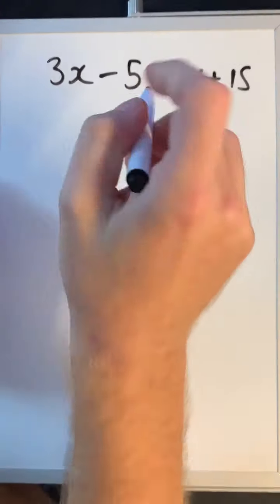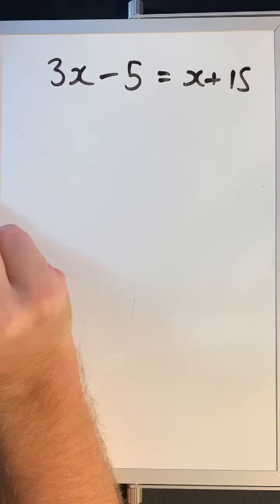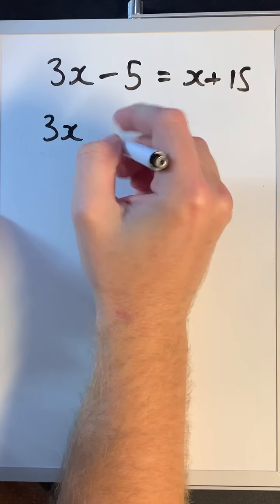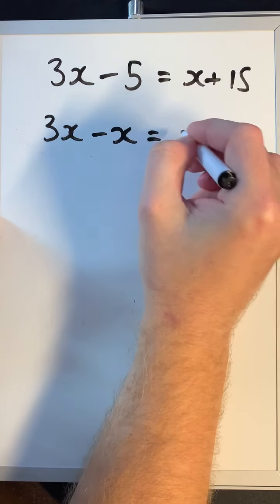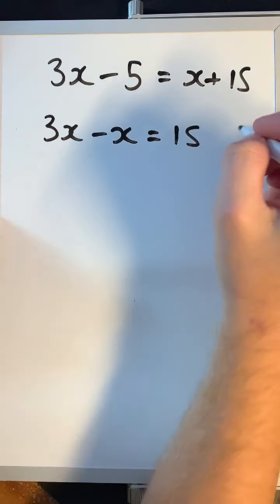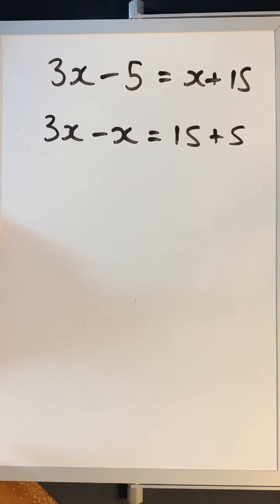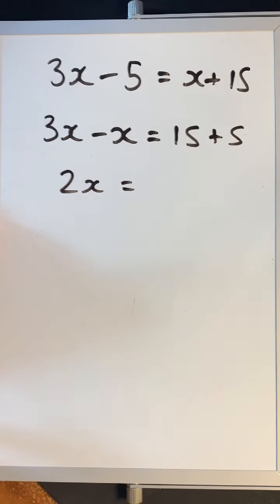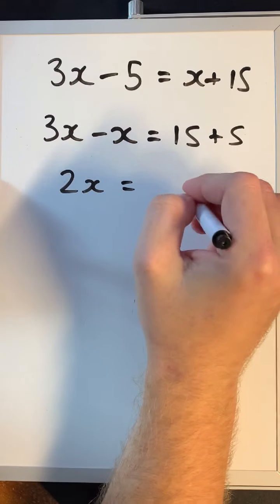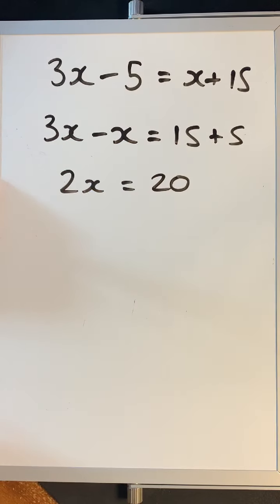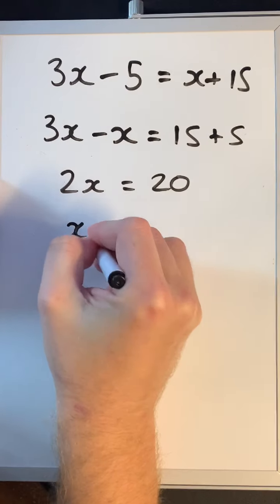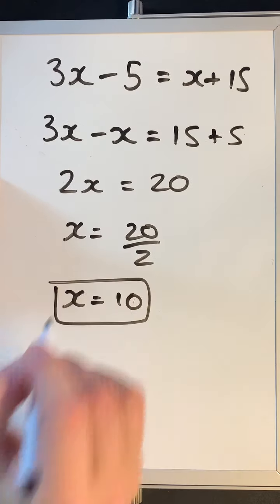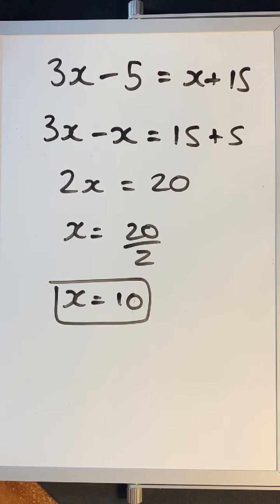So what we're looking at doing here then is getting all the x's onto one side. So I'm going to take the x's onto the left-hand side in this case. So we've got 3x, bring this x to the left, becomes a minus x. And on the right, we're taking this minus 5 to the right, becomes a positive 5. Okay, so let's group our terms together. 3x minus x equals 2x. 15 plus 5 is 20. And we're left with then x equals 20 over 2, which is equal to 10.